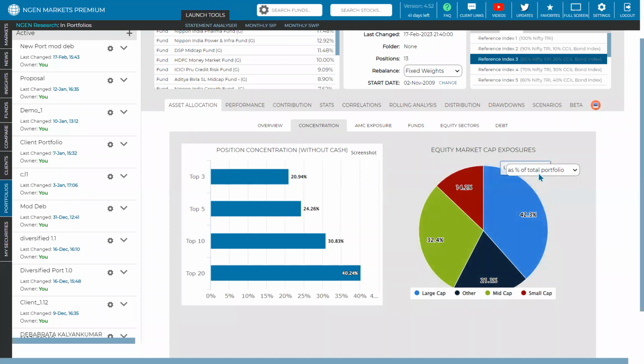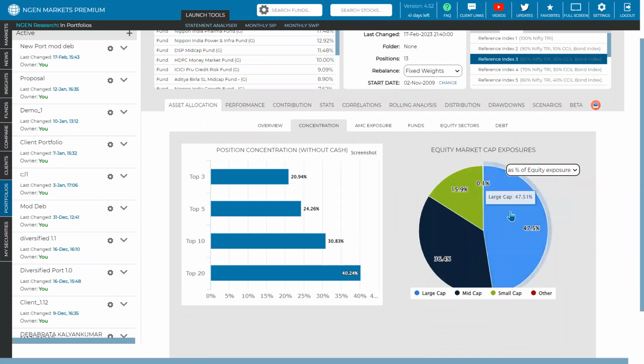Here we have given a toggleable button. Once you click on this, as a percentage of equity exposure, you can see the capitalization based on the equity side of it, right? So you can see that 15% is in small cap, mid cap is 36%, and the large cap is 47.51%. So that's the overview of the concentration tab. We have four more tabs, so we are going to explore these tabs as well.